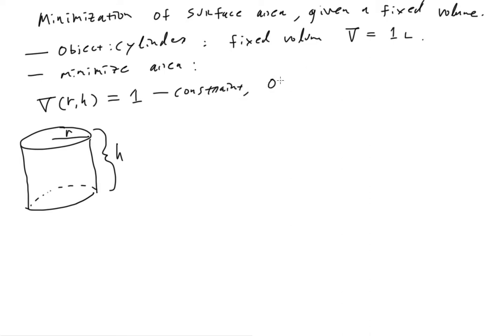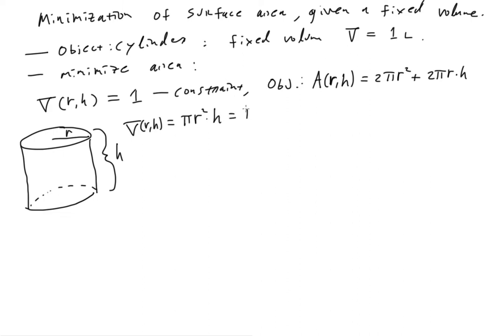Okay, and our objective function, that's going to be now the area, and that's going to be a function of r and h, which is going to be equal to those 2 end caps. So we're going to have 2 times pi r squared plus the perimeter 2 pi r times h. Okay? And the volume V(r, h) is going to be pi r squared, that's the area of the disk end cap, multiplied by the height. Okay, we're going to set that equal to 1.